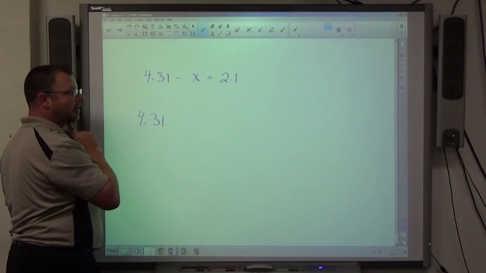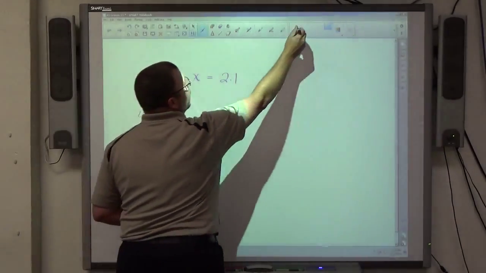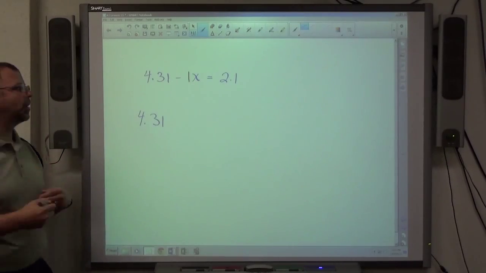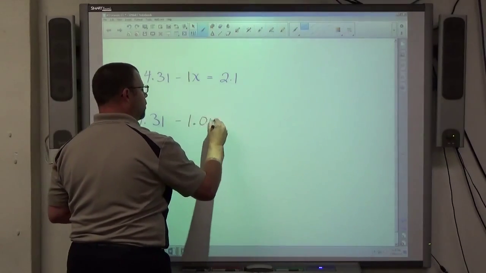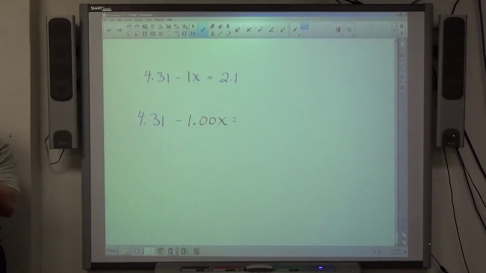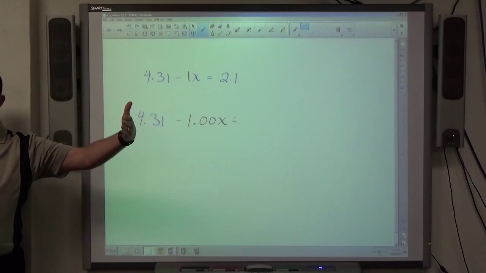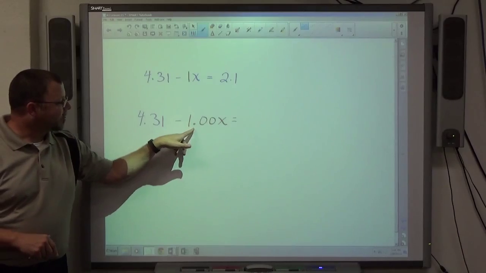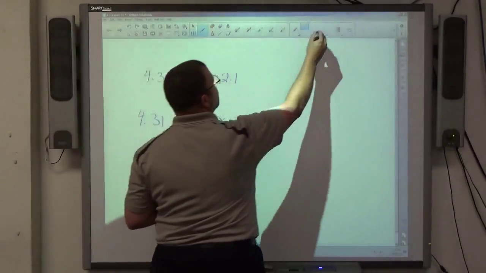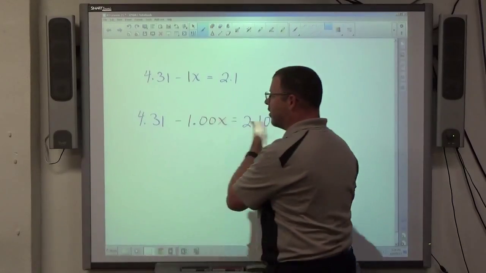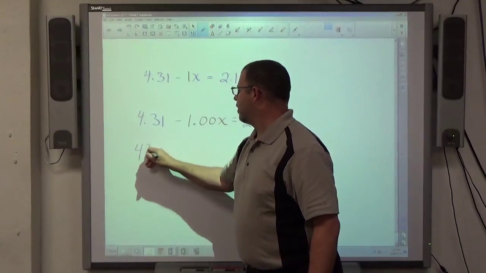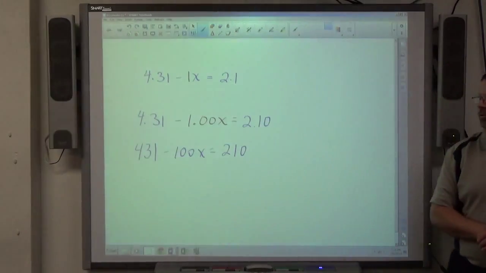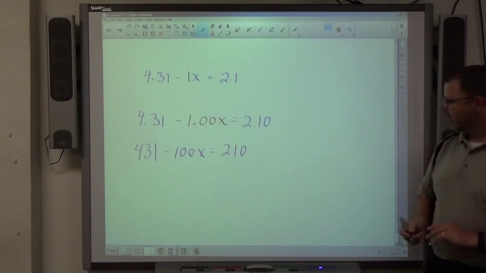How many does this have? None, right? And what I want to get across to you here is there's a 1 in front of that x, officially, and that 1 has to have 2 decimal places after it. So minus 1.00x. A lot of people don't do that. They'll change all the decimals to the same number of decimal places, but just leave x. They don't modify that. So again, there's an understood 1 there. That has to have 2 decimal places. 1.00x equals 2.10. Now that everything has 2 decimal places, 431 minus 100x equals 210, and then you complete it from there. Subtract 431 from both sides, divide by negative 100.